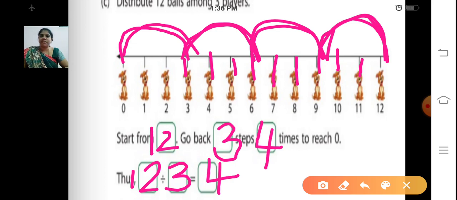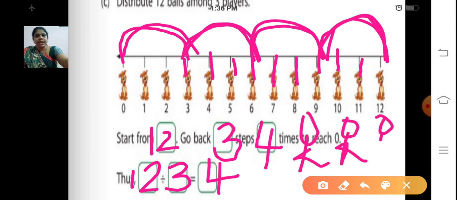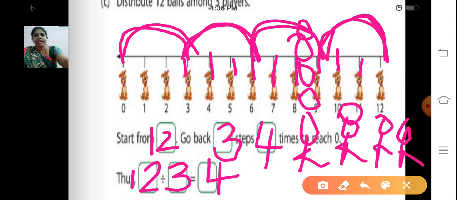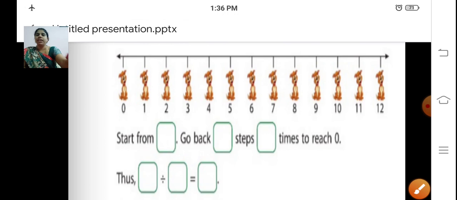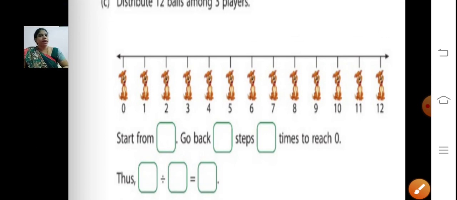So each player will get how many balls? 4 balls. Each player will get, see, player 1, player 2, player 3. Each one will get 1, 2, 3, 4 balls. Each one will get how many balls? 1, 2, 3, 4 balls. Each one will get 4 balls. So you know how to do repeated subtraction on a number line, isn't it, children? Clear?